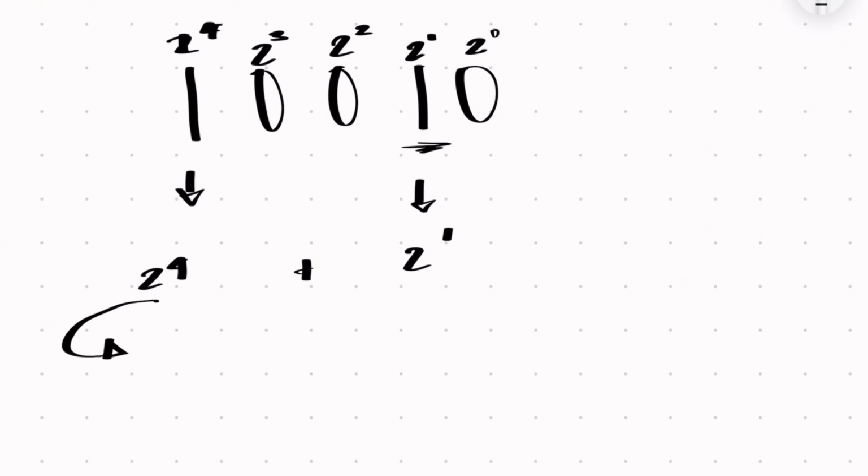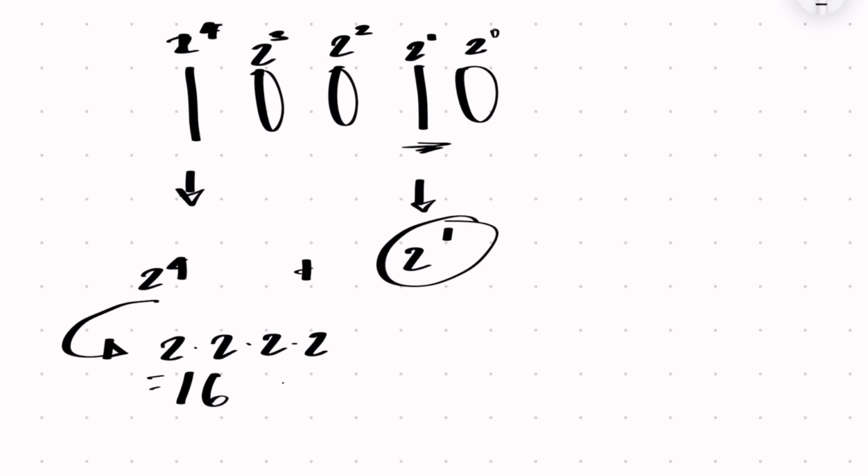And to start with, 2 to the 4th power is equivalent to 2 times 2 times 2 times 2, which is equal to 16. While 2 to the 1st power is equal to 2. Then 16 plus 2 is equal to 18. So the binary number 10010 has a value of 18.